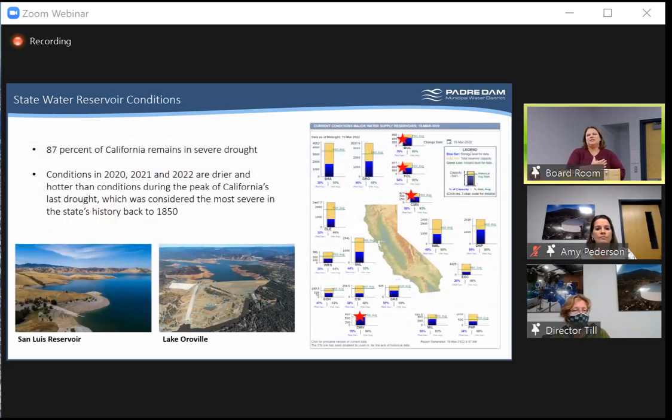This slide shows you our state reservoir conditions, and the stars on the right represent the reservoirs throughout the state that are at least 95% or above of historical capacity. A couple things I wanted to note: currently 7% of California remains in what's considered severe drought by the drought monitor. And because this is our third dry year, 2020 through 2022 have seen drier and hotter conditions than we've seen in the past couple of dry periods.